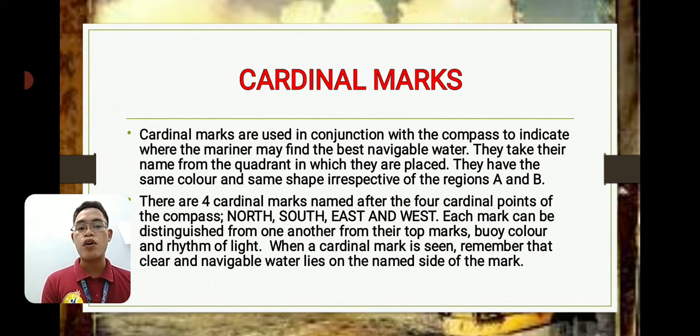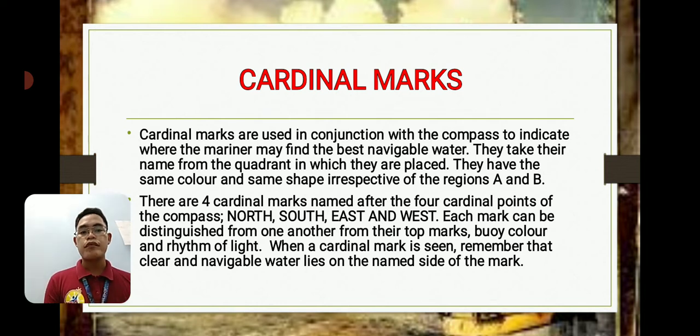They have the same color and the same shape irrespective of region A and B. There are four cardinal marks named after the four cardinal points of the compass. We're familiar with the cardinal marks, right? The north, south, east, and west. Each mark can be distinguished from one another by their top marks, body color, and rhythm of light. When a cardinal mark is seen, remember that clear and navigable water lies on the named side of the mark.